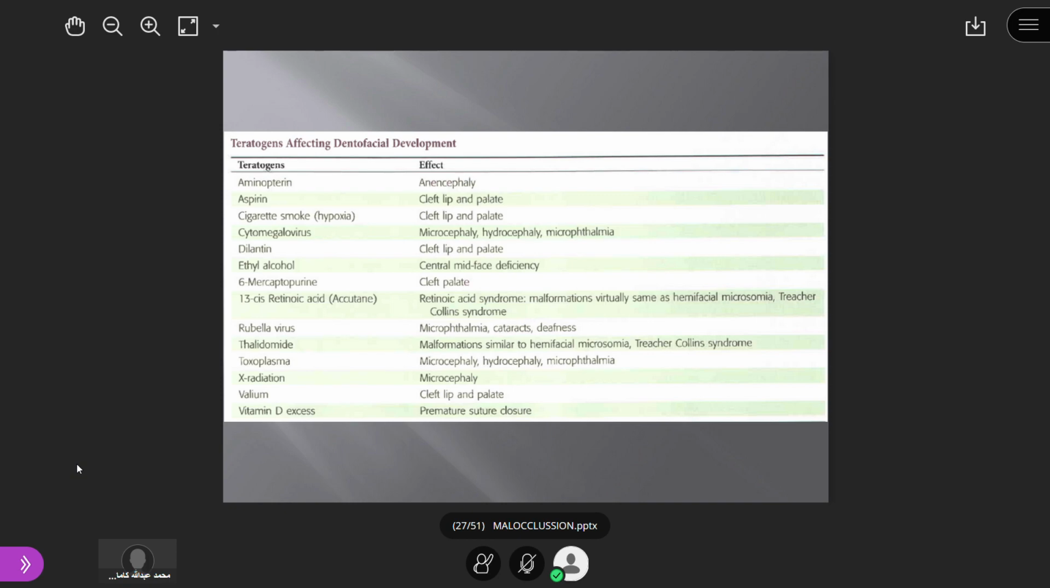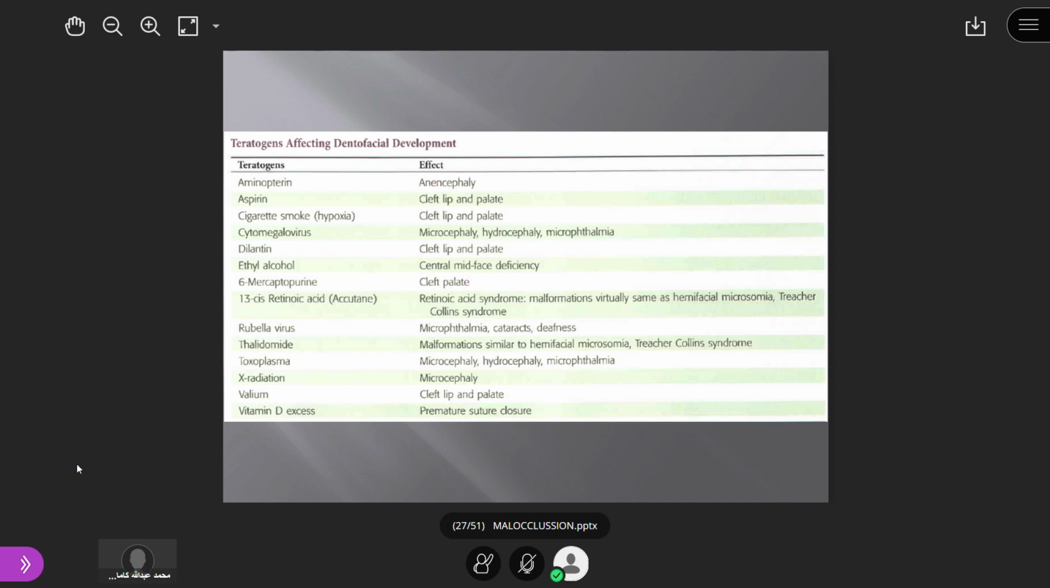So if you see, there are some common agents which can cause cleft lip and palate if taken at the critical time, means during pregnancy and development of the jaws. For example, cigarette smoking, which causes hypoxia and might result in cleft lip and palate. Aspirin, which is the most common over-the-counter drug, which everybody can take without prescription, and people use it very commonly. It can cause cleft lip and palate if taken at the wrong time, right? 6-mercaptopurine can also cause cleft lip and palate.